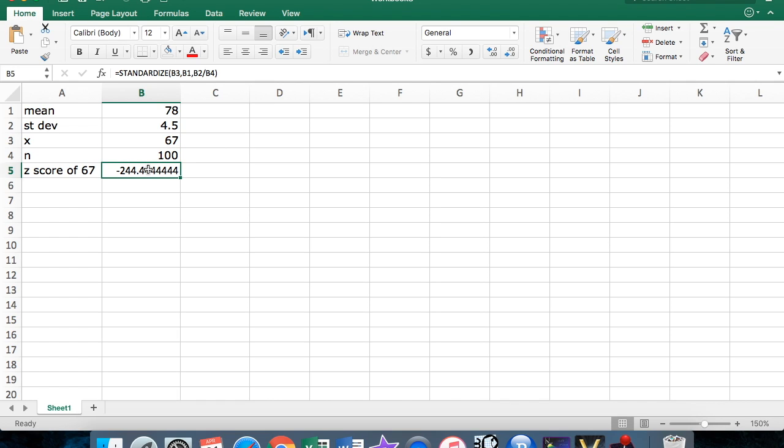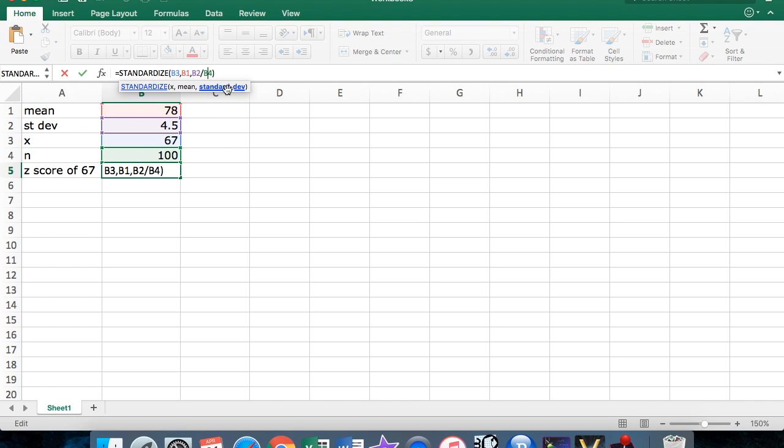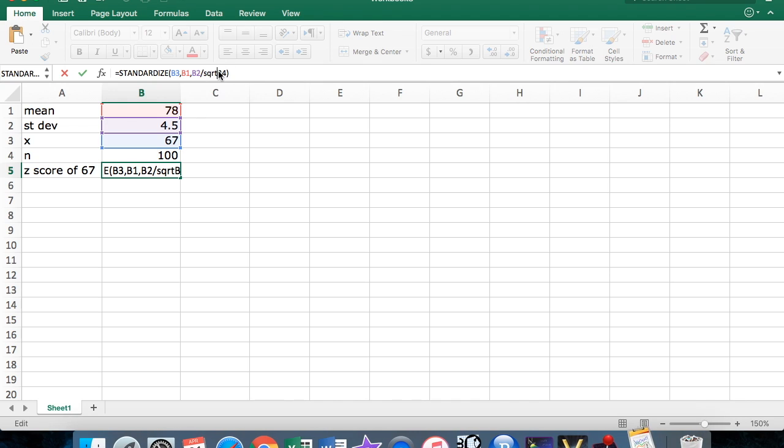Whoa, it's a big, big z-score. Okay, so that's how you would do these. Oh, oops, square root of n. Sorry, it's not divided by n. It's the square root of n, right?